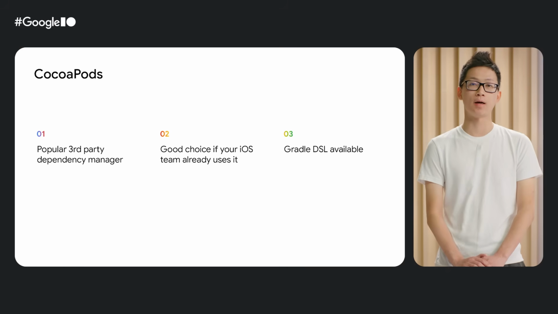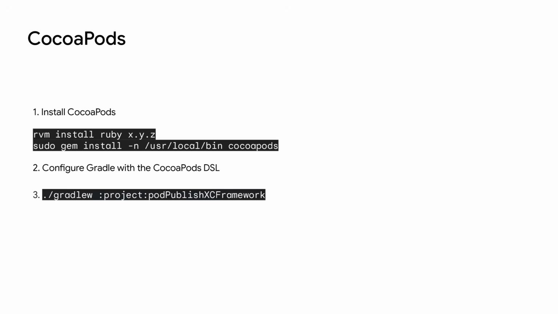Another option is CocoaPods. This is a popular third-party dependency manager that can be a good choice if your iOS team is already using it. JetBrains also ships a plugin which provides a Gradle DSL to configure exporting for CocoaPods. To export to CocoaPods, you'll first need to install it. As CocoaPods is built in Ruby, you'll first need to install Ruby and then CocoaPods itself, which is available as a Ruby gem. After configuring CocoaPods in Gradle, a task will be created for you that assembles the XCFramework and a podspec you can upload to a remote repository to make it available to iOS clients.